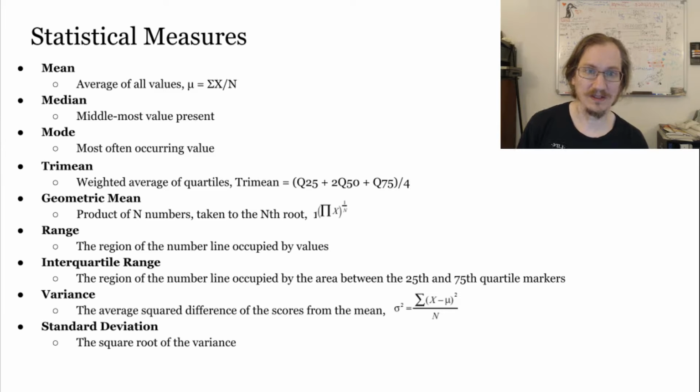Another type of statistical measure is the mode. This is the value that occurs most often. So you look at your list of values and you figure out how many values of each number that you have, and the one that occurs most often, that's the mode.